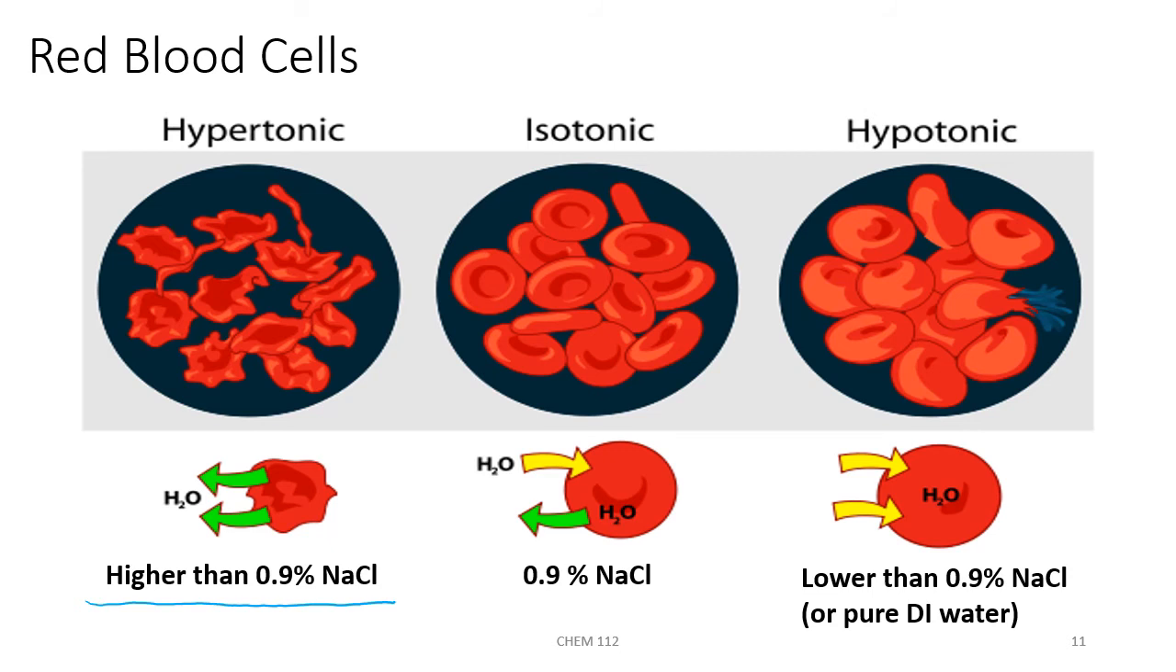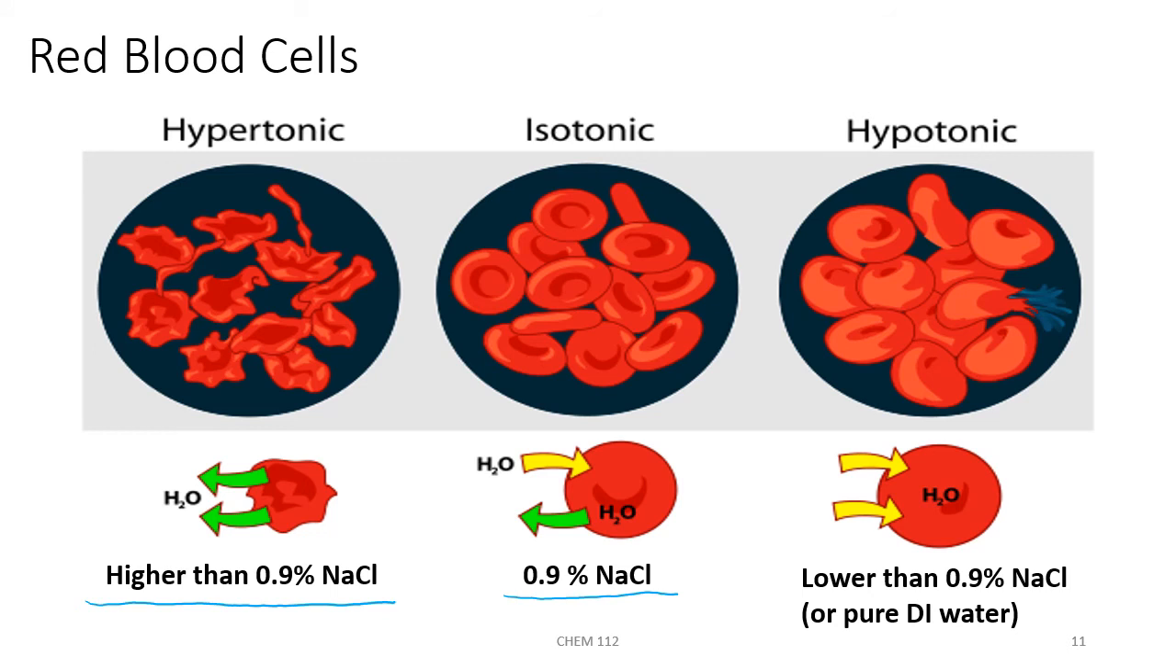An isotonic solution would be where you put a red blood cell inside of a concentration that matches the inside of the red blood cell. So if you were to stick one inside of a solution of exactly 0.9% sodium chloride, it would be an equilibrium between the water leaving the red blood cell and going into the red blood cell.